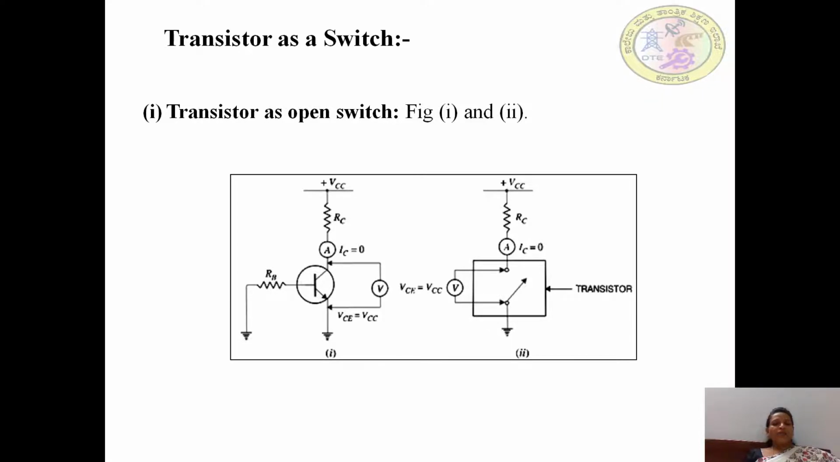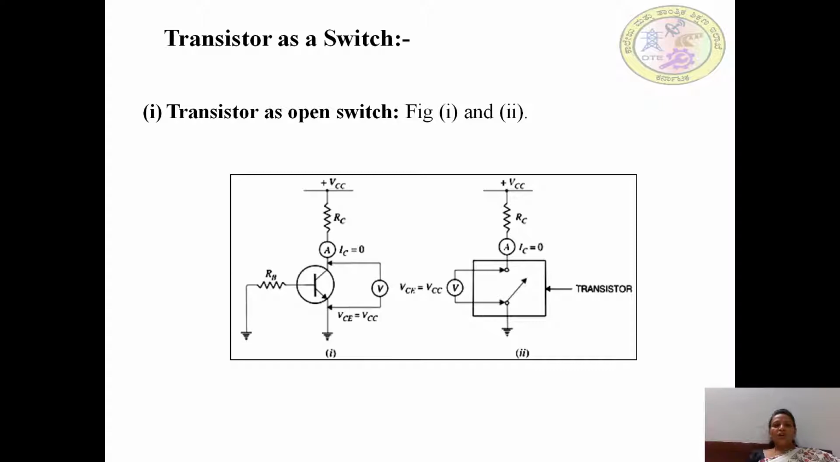For the transistor to operate as an amplifier, it must be operated in active region. And for the transistor to be operated as a switch, it has to be operated in cutoff and saturation region. So in this session, we are concentrating on cutoff and saturation regions. Under cutoff region, what will be the currents and voltages, and in the saturation, what will be the currents and voltages, we will discuss in this session.